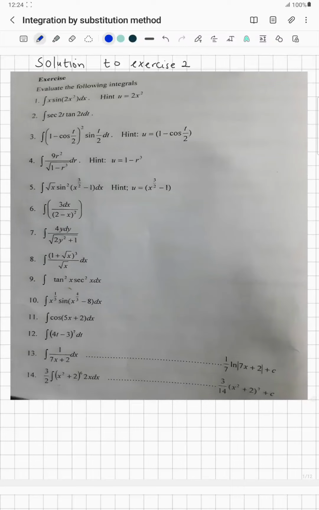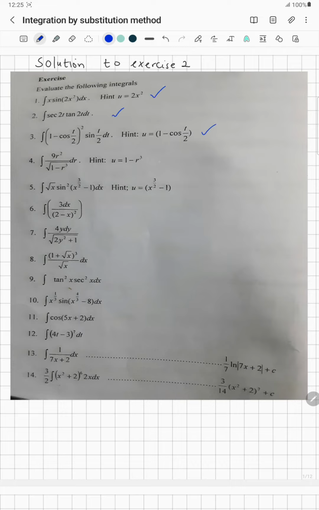So today we are going to look at solutions for exercise 2, that is the substitution method, integration by substitution method. Yesterday we looked at the simplifications of simple functions, but today we are going to look at the substitution method of solving integration equations. You can see this is the exercise in your books or in your solutions.